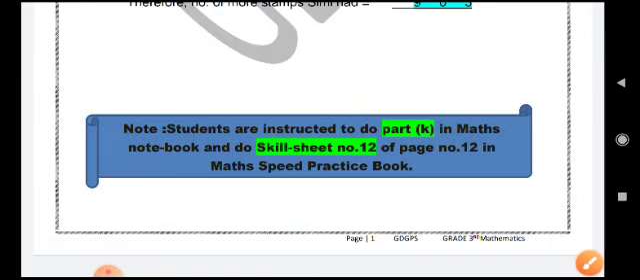Students, you are instructed to do part K in your maths notebook and also do skill sheet number 12 of your maths speed textbook on page number 12.